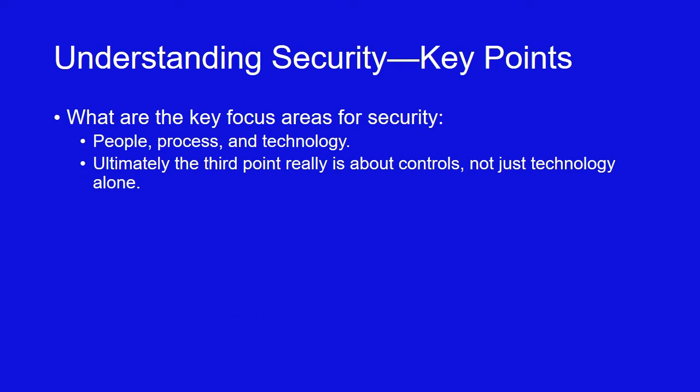Another key point in security is that security is not just about technology. One formulation of security you hear is that it focuses on people, process, and technology. Candidly, I think the last point really is about controls, not just technology. As we'll see, there are a variety of forms of controls that security includes that include, but are beyond, technology.